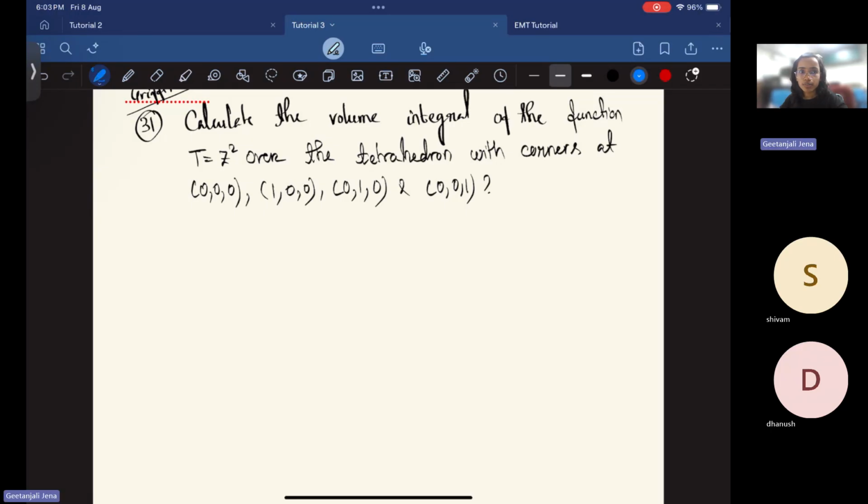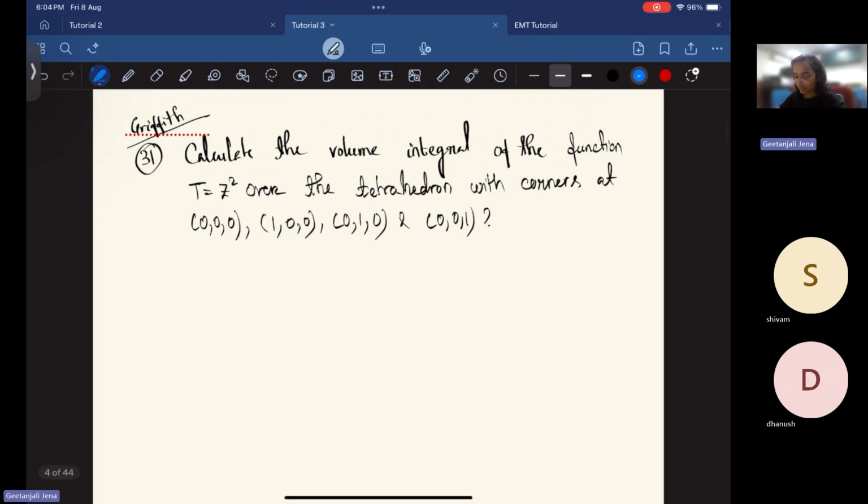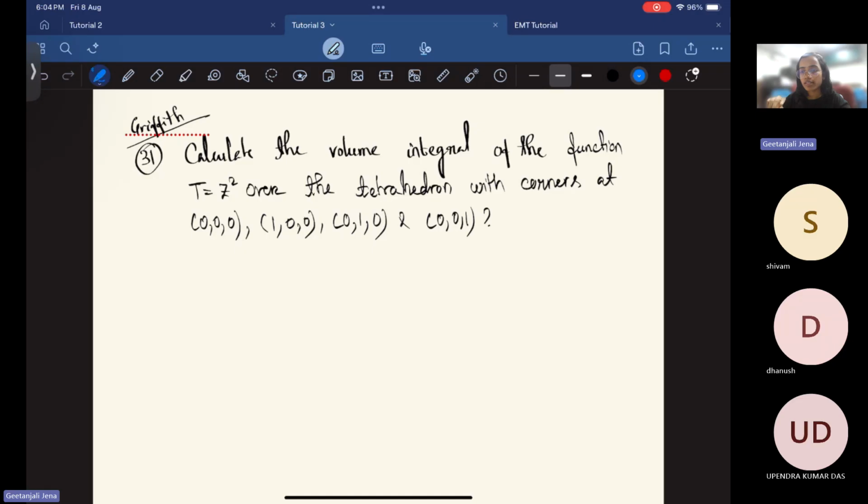Can anyone please confirm whether my voice is audible or not? I think it should be audible, but let me know. After that, we'll start solving a few problems. So in week three, so my voice is audible, right? Okay.